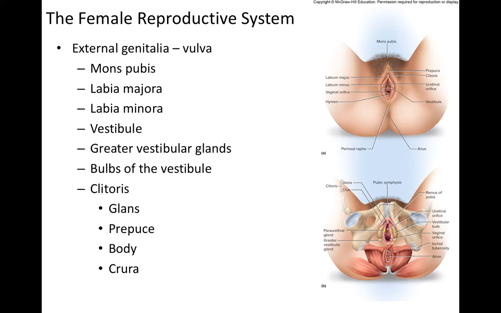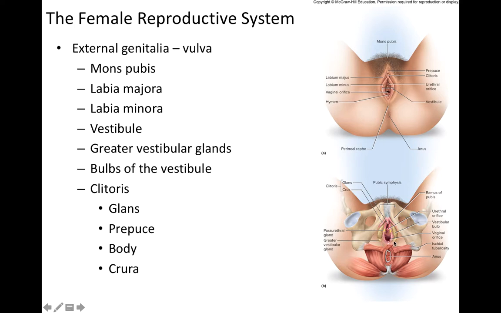The clitoris is essentially homologous to the penis. It has many of the same structures. It has a glans, it has the foreskin, it has a body, and then the crura, which we saw in the male, that attaches this entire structure to the pubic arch here. Now, the entire clitoris is made of corpus cavernosa tissue, so it's that same erectile tissue that we saw in the male.